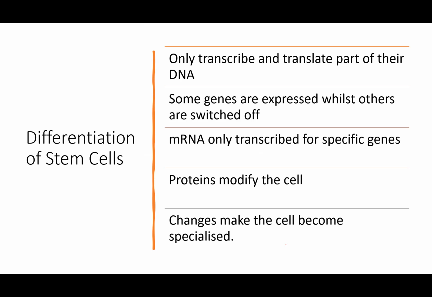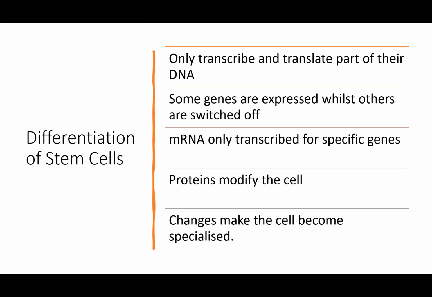So for a stem cell to become, for example, a liver cell, certain genes are going to be expressed, the ones that help it become a liver cell, and ones that would maybe cause it to become a heart cell or any other type of cell are going to be switched off. mRNA is then only going to be transcribed from those specific genes which are now expressed. The mRNA from these genes is then translated into proteins.